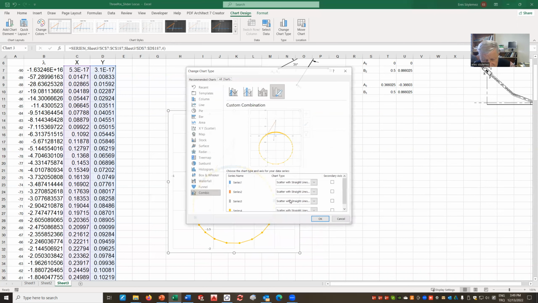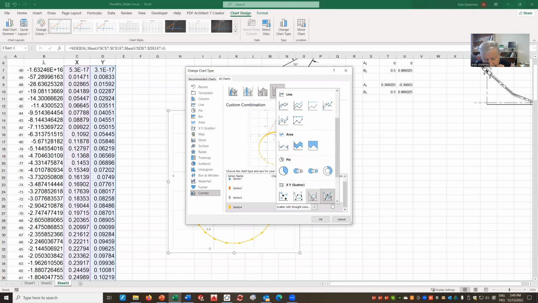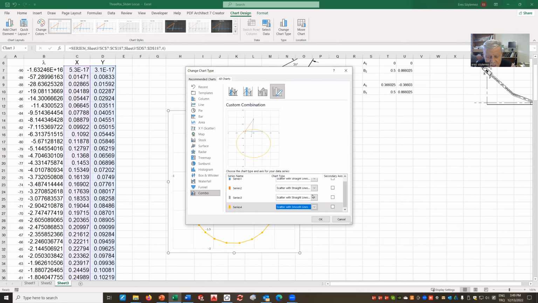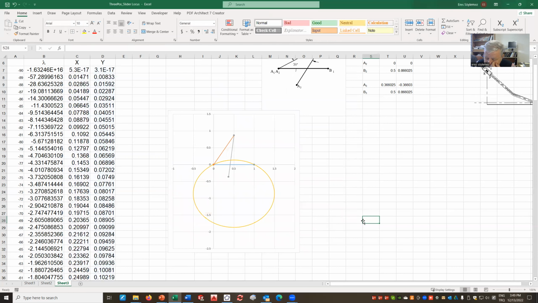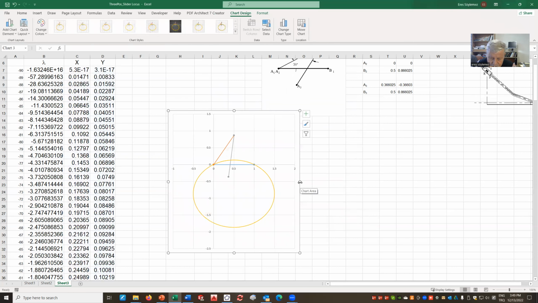Change series chart type. Consider the last series. Since for all the previous cases, I have joined the data points by straight lines. In here, I will say smooth line. No data points. As you can see, I have a good, nice looking circle.